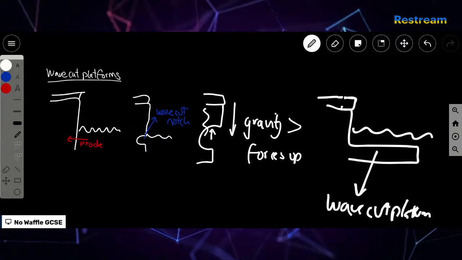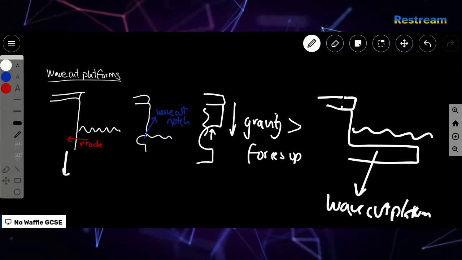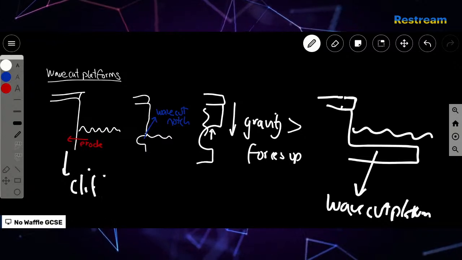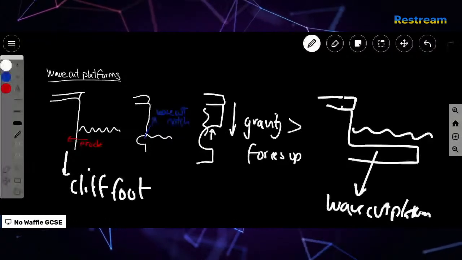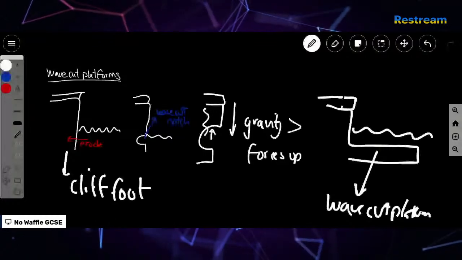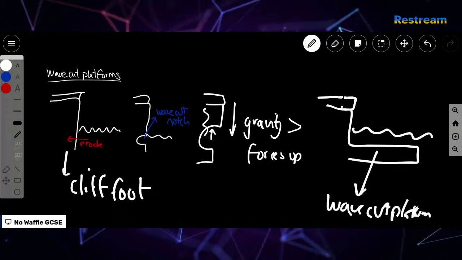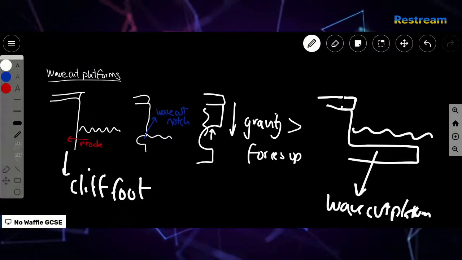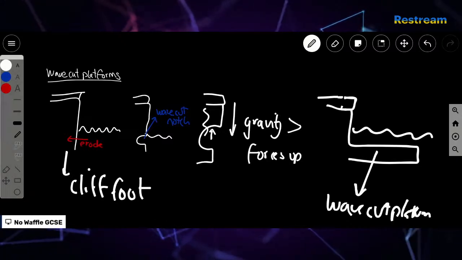So waves cause most erosion at the foot of a cliff. This is called the cliff foot. This causes the wave cut notch to form, and then eventually, as the wave cut notch widens, the gravity of the rock above it outweighs the forces holding it upwards, so then it collapses because it becomes unstable, leaving a wave cut platform.